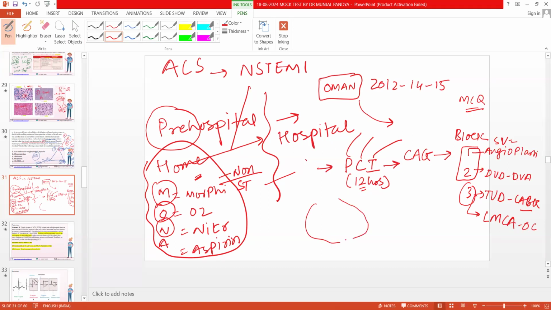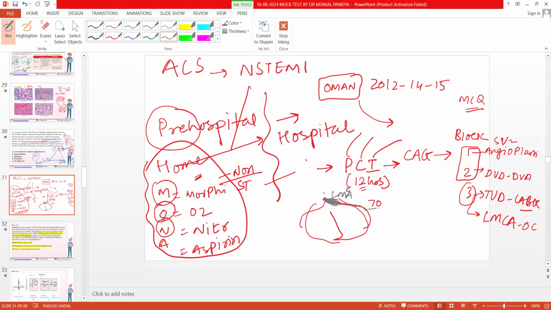So again, another question. This is the heart, right? And this is the aorta. And there is a right coronary artery. 70% of the blood supply to the heart is from the left, almost 70 to 80, 75% from the left. So the main to the left is called the left main. Let me change the color. This is called the left main, LMCA, left main coronary artery.